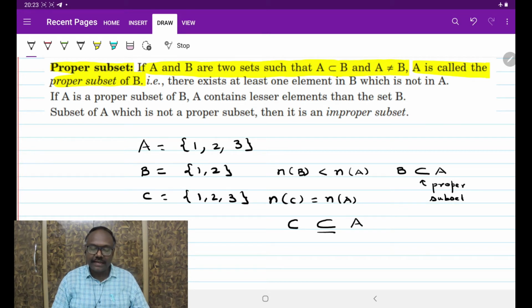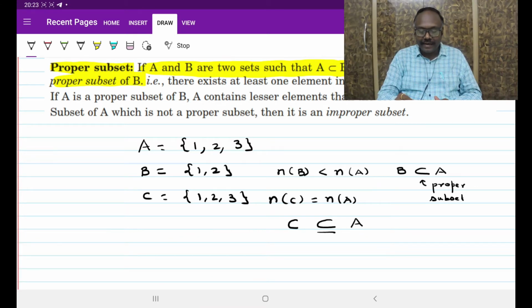As we have discussed, every set which is a subset of itself is an improper subset. In this example we could observe that C is an improper subset of A because it contains all the elements of A, and also A contains all the elements of C. So this gives us another important aspect: if A is a subset of B and B is a subset of A, then A is equal to B.